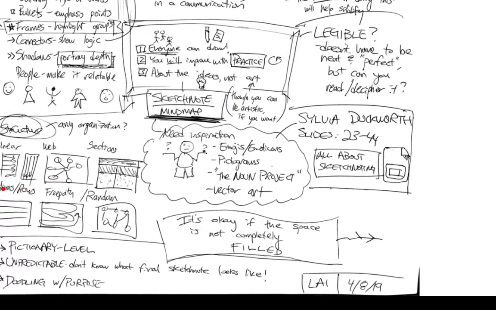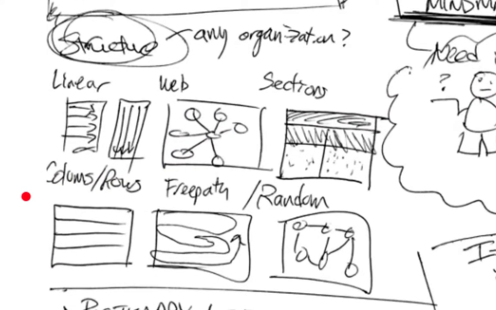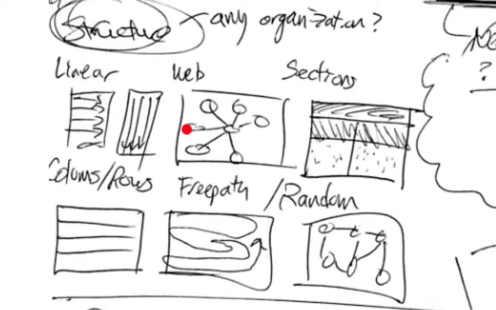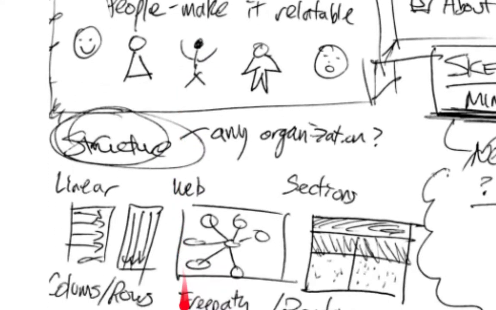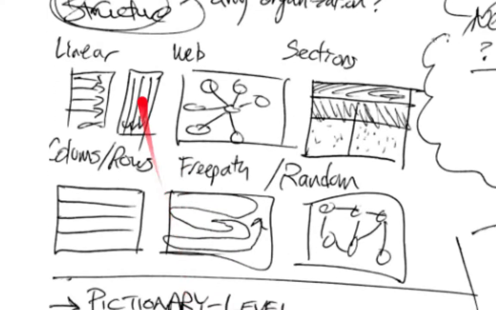Okay, let's talk a bit more about structure. So, like the flow of ideas, and these broken down points. I did not come up with these. These are from the various resources I just mentioned. So you can have more of a linear flow. You can have a web of ideas. You can have different sections, columns and rows. That's like linear, just a free flowing path, and then random.